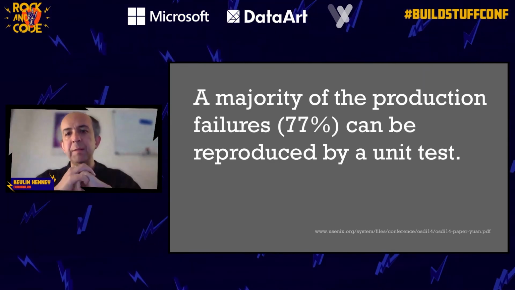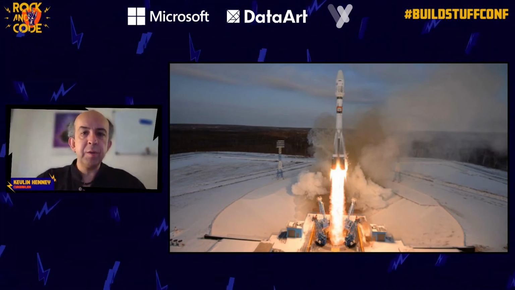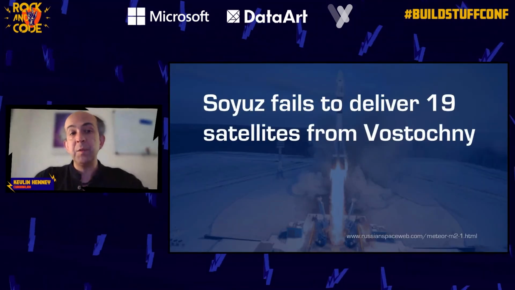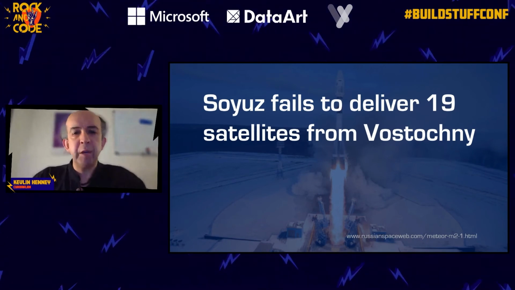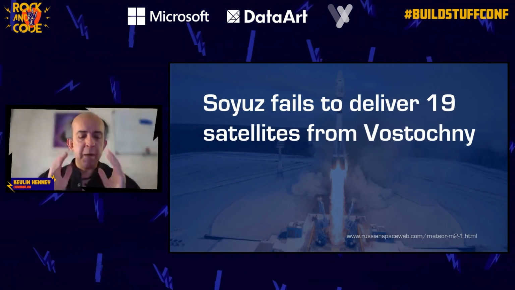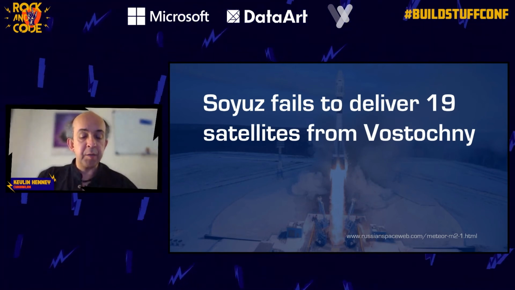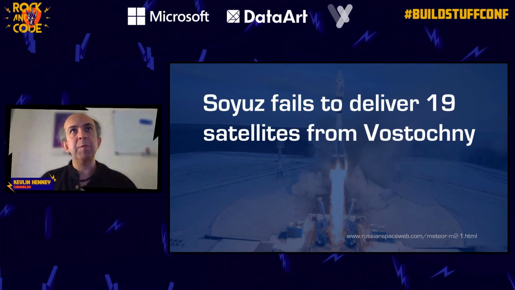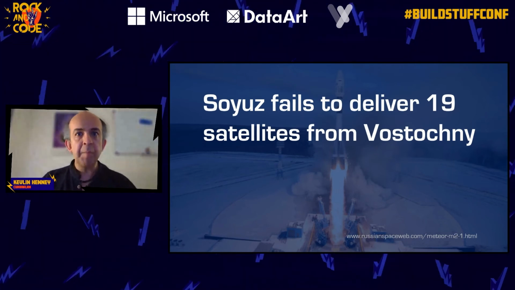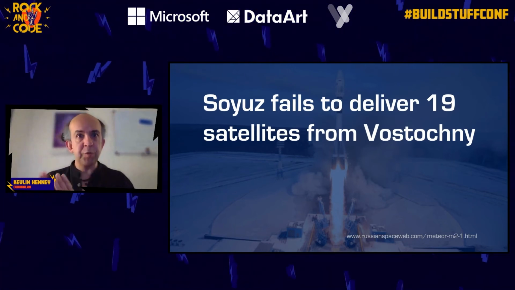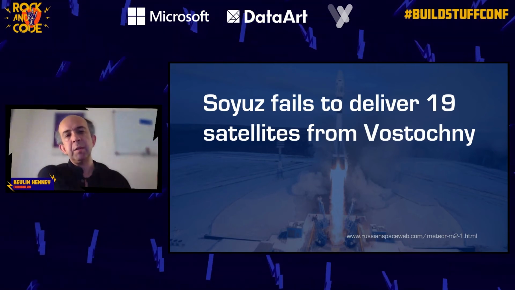So we're going to go forward to 2017 here. And what we see here is a launch of a Soyuz, and the headline for this one was Soyuz fails to deliver 19 satellites from Vostochny, which is in the far, far east of Russia. Most rocket launches from the Russian space agency, Roscosmos, tend to occur in either Plesetsk or in Kazakhstan, in Baikonur. But this one was originally going to be launched from one of these, and these are very much further west. But they relocated the launch site to Vostochny.